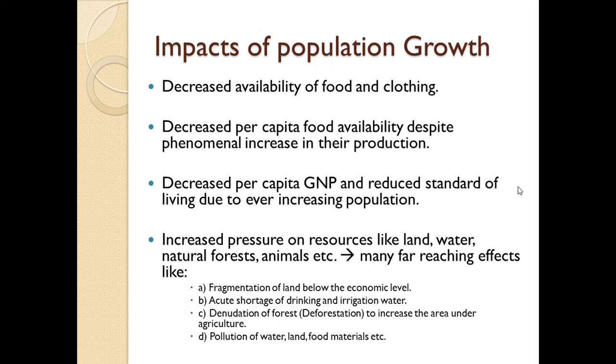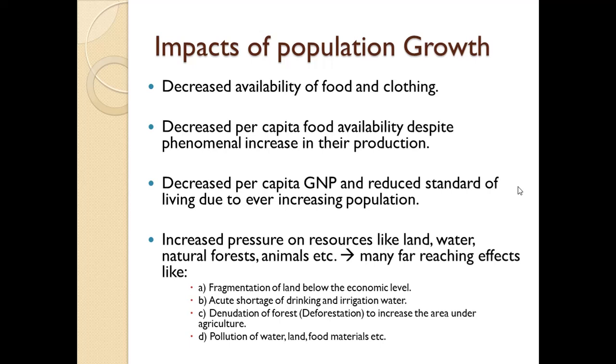Then you have decreased per capita food availability despite the phenomenal increase in production, so that even if there is high level of production of food geared by high levels of technology and science, still per person food supply would still be limited as population grows. Then decreased per capita GNP and reduced standards of living due to ever increased population. Of course, the national development status still is affected by particular population. If, for instance, such population growth does not match with other developments within the different sectors, then there is increased pressure on resources such as land, water, natural resources, and so on.